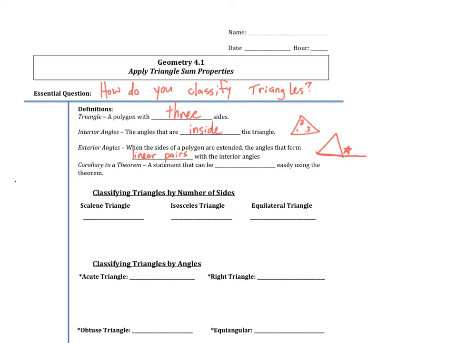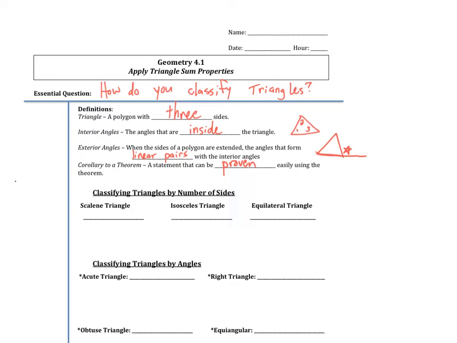All right, and then the corollary to a theorem is just a statement that can be proven easily by using the theorem. Okay, not really a definition you have to memorize, but we talk about what the corollary is because that comes up in this section. So we got triangle, we got interior angles, we got exterior angles.